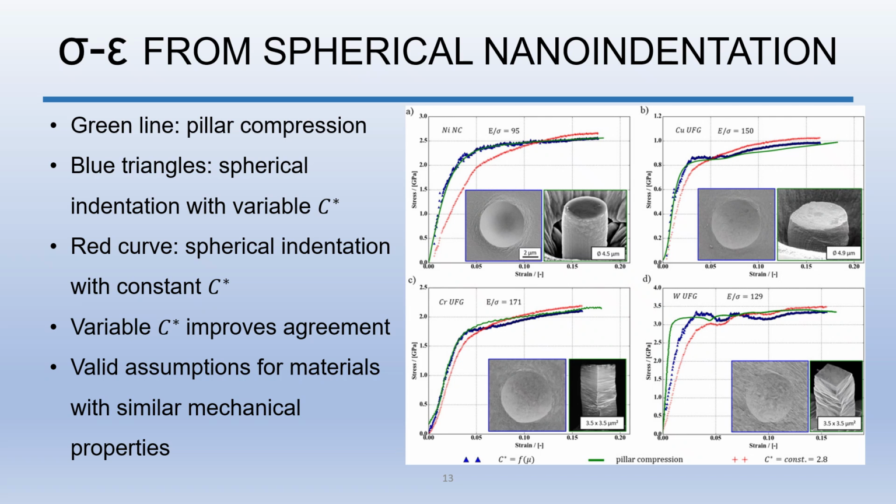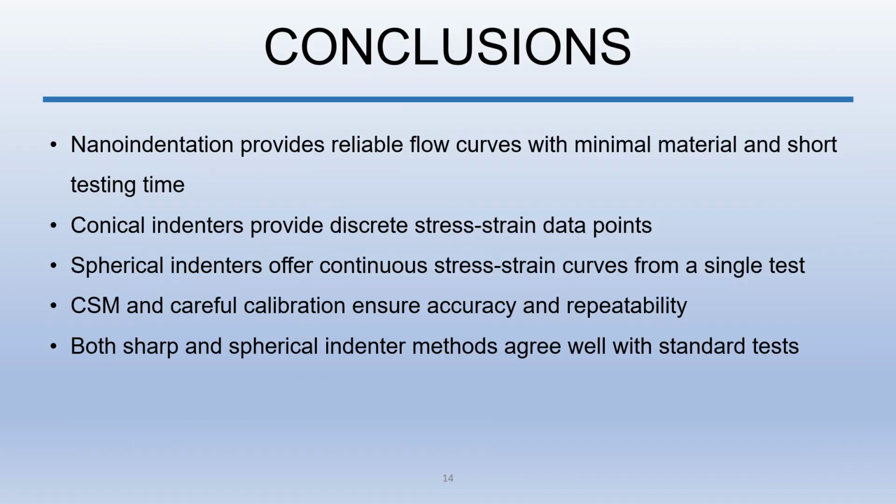Obviously, the match in figure A is self-explanatory, since these curves were used to obtain the function. However, the other graphs also show excellent agreement, which makes the assumption seem justified once materials with reasonably similar mechanical character are tested. To conclude, nanoindentation has proven to be an effective technique for extracting reliable flow curves.